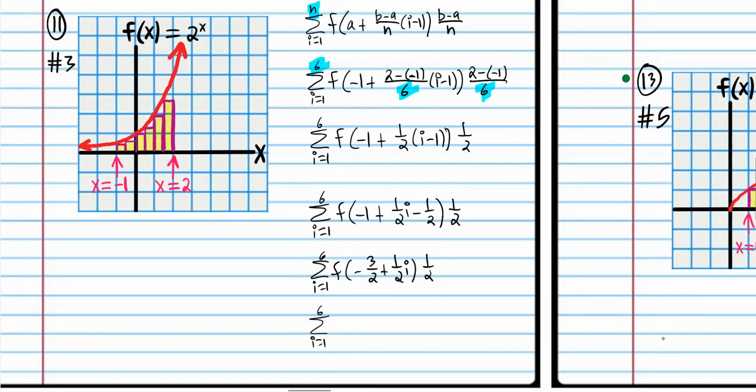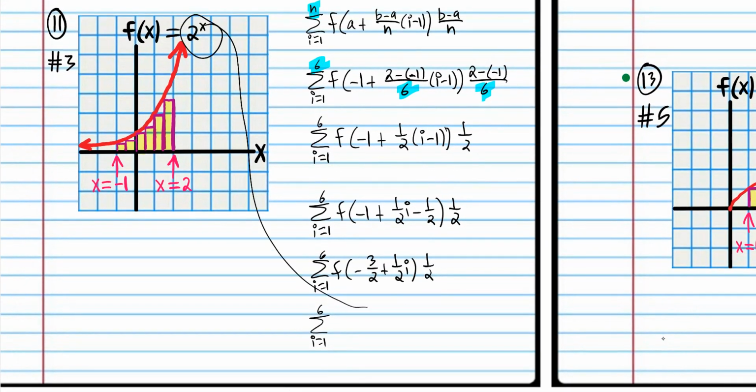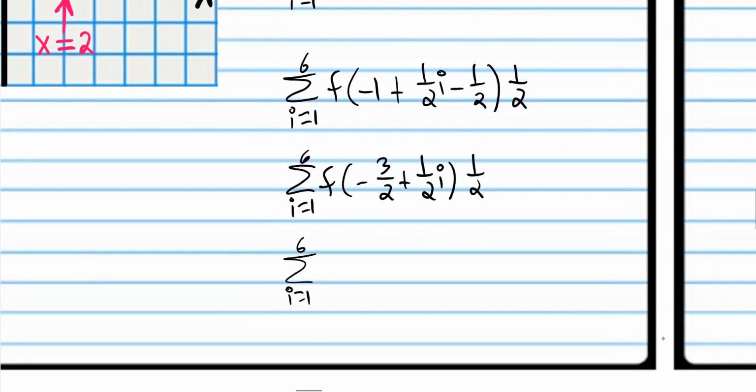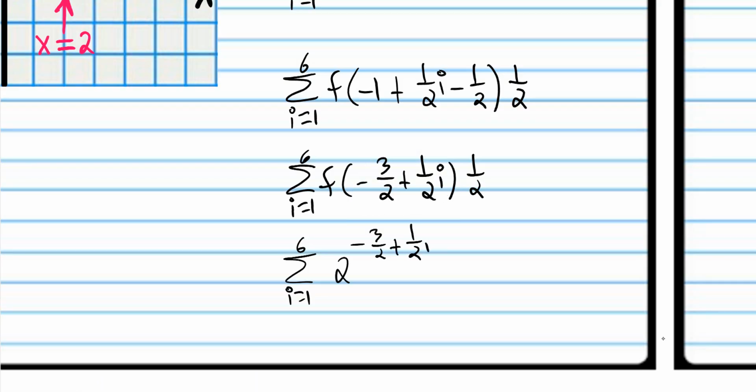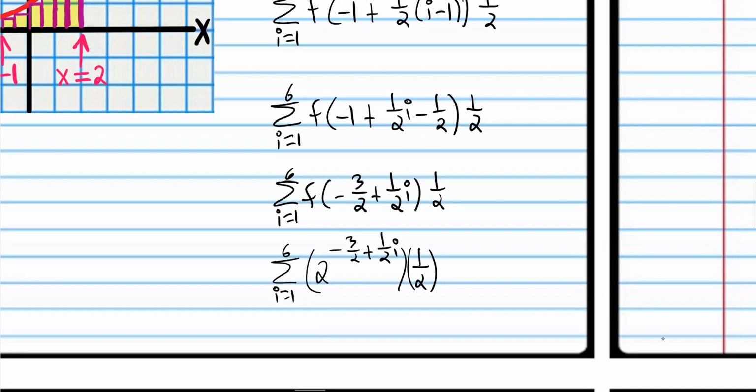So what is the actual function? It is 2 to the x. So instead of f of this, we have 2 to this power. So we can use parentheses just to be clear what happened there.